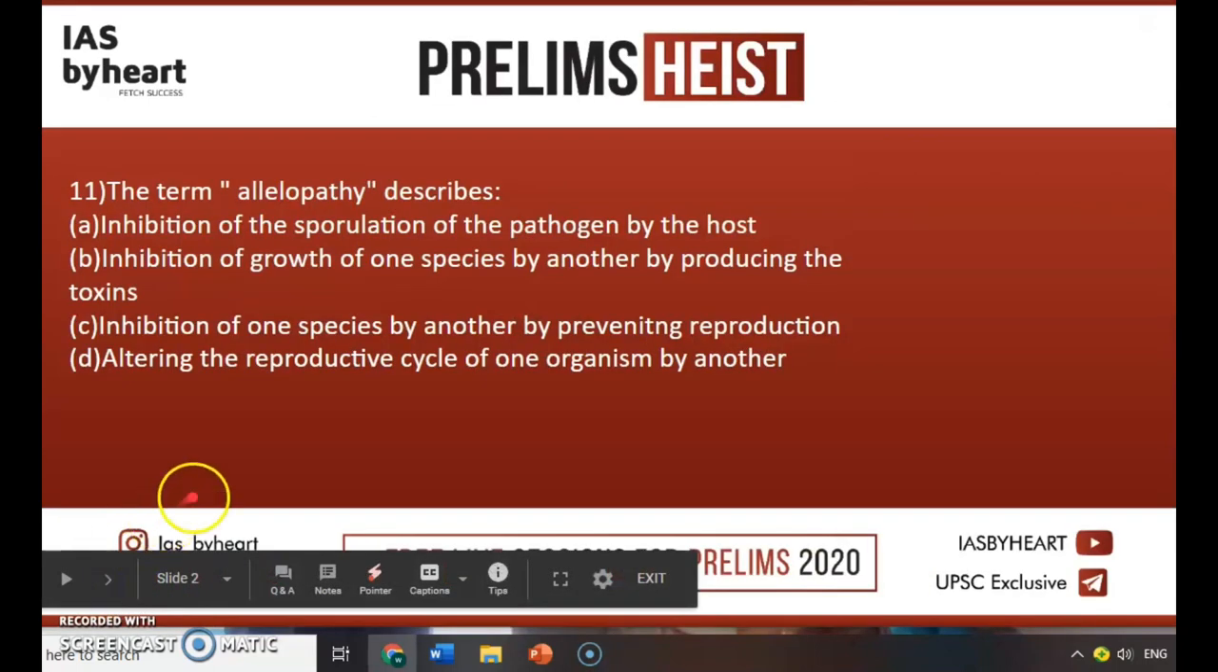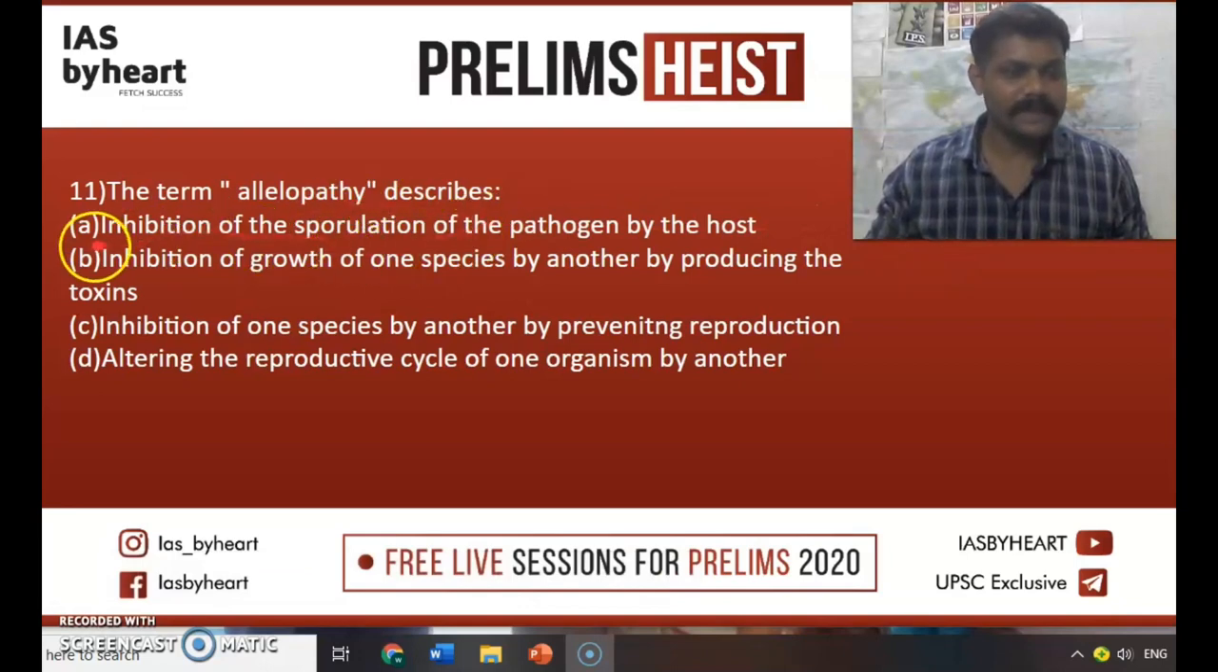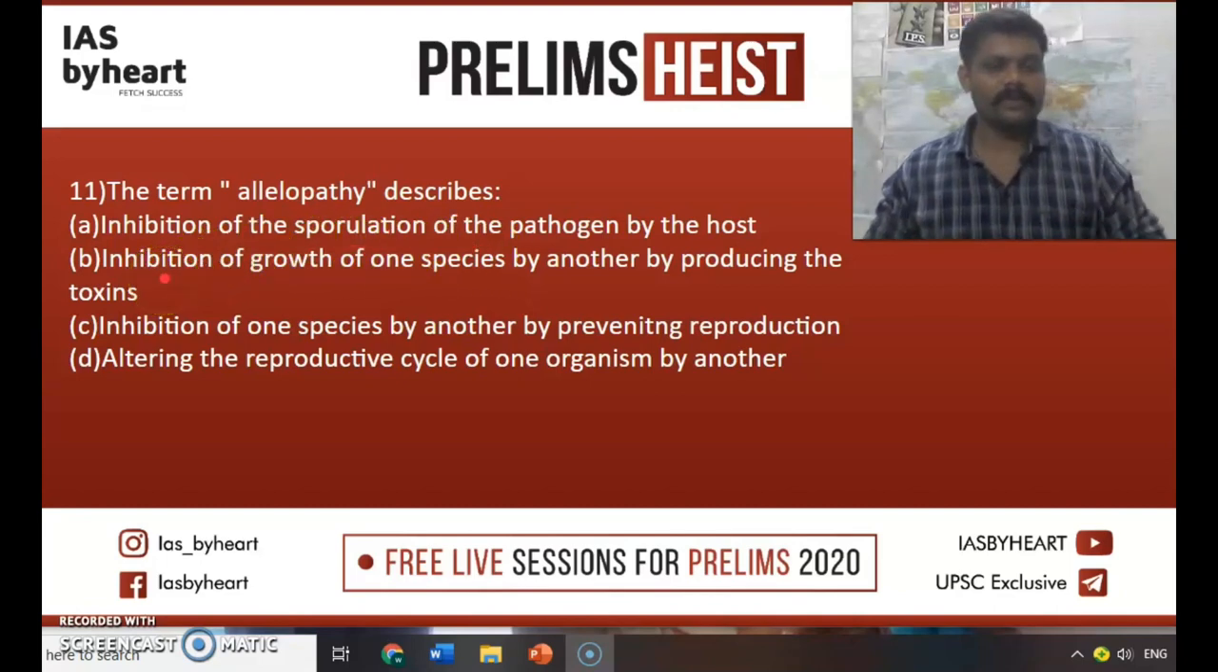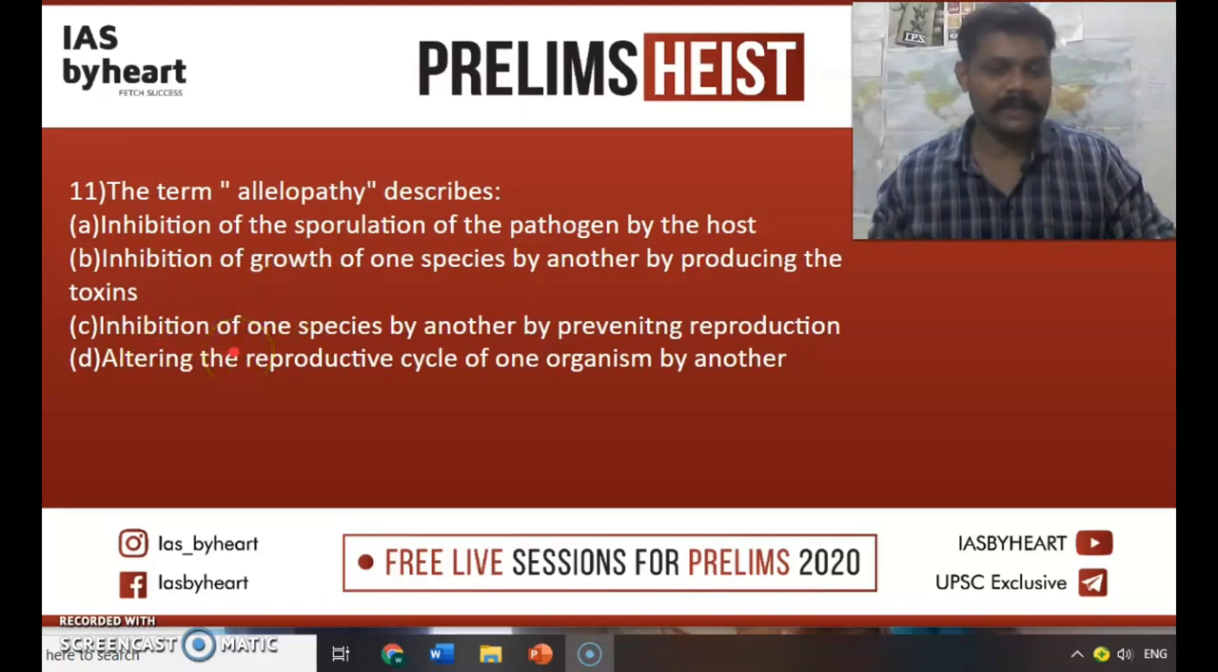Our very first question is, the term allelopathy describes: option A, inhibition of the sporulation of the pathogen by the host. Option B, inhibition of growth of one species by another by producing the toxins. Option C, inhibition of one species by another by preventing reproduction. Option D, altering the reproductive cycles of one organism by other.